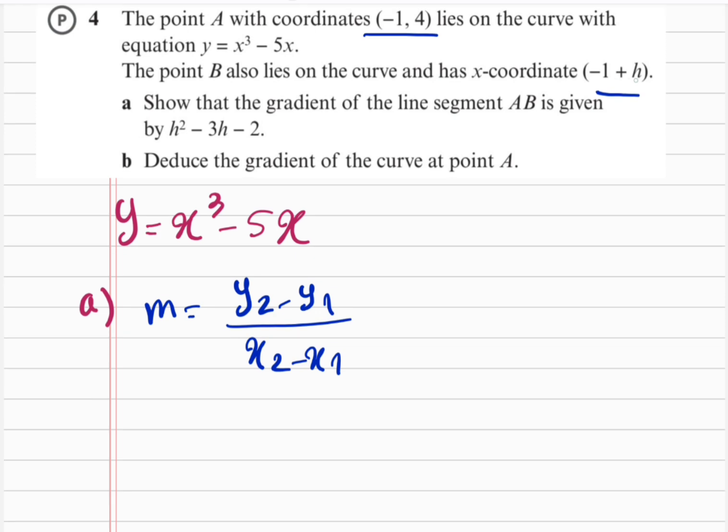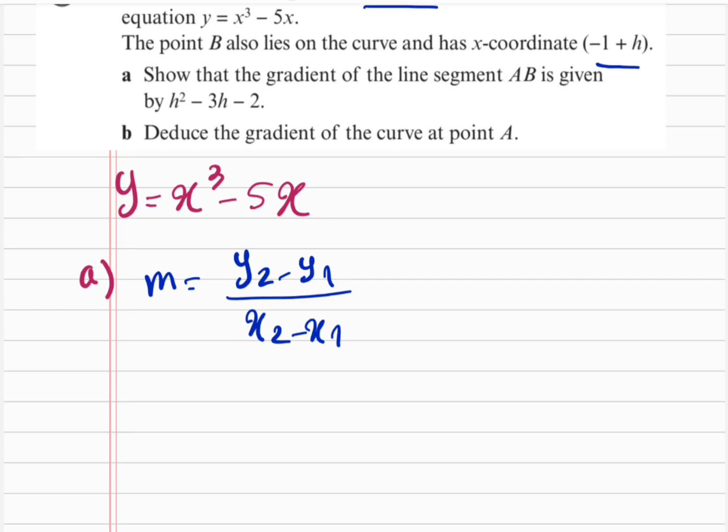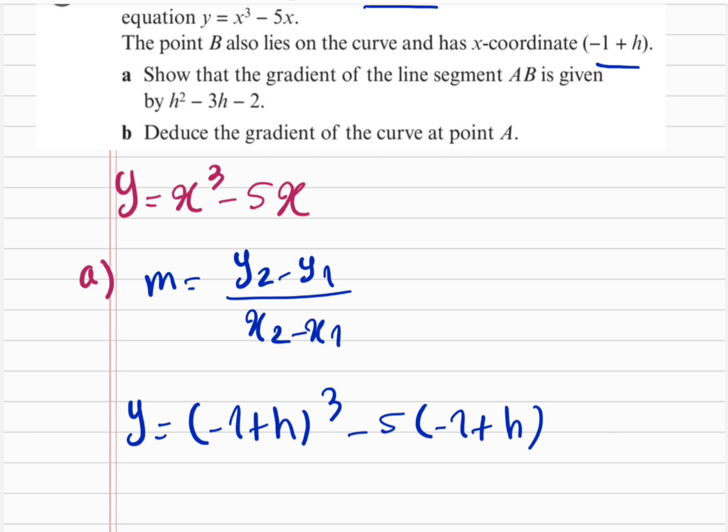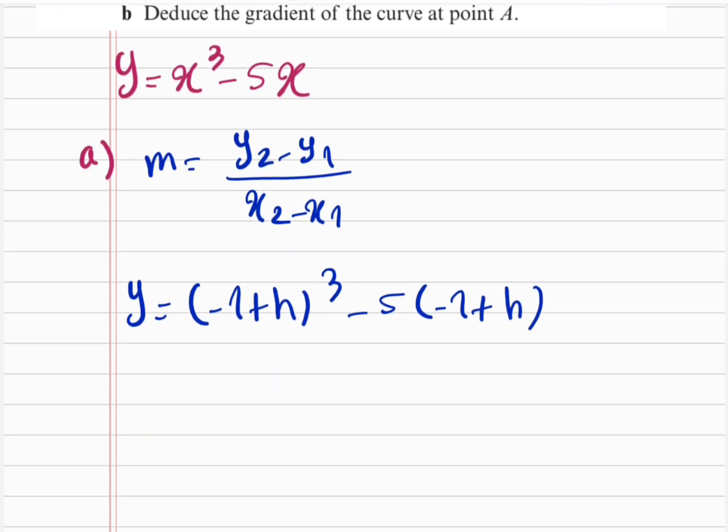So we first need to find the y coordinate of point B, and we just need to substitute -1 + h into the equation for y. So the y coordinate of B is equal to x cubed, which means (-1 + h) cubed, then minus 5 times (-1 + h). Okay, so this is the y coordinate of point B. Now let's substitute everything into the gradient equation and work out what the gradient is going to be, rather than expanding now. So I will just do everything all at once.